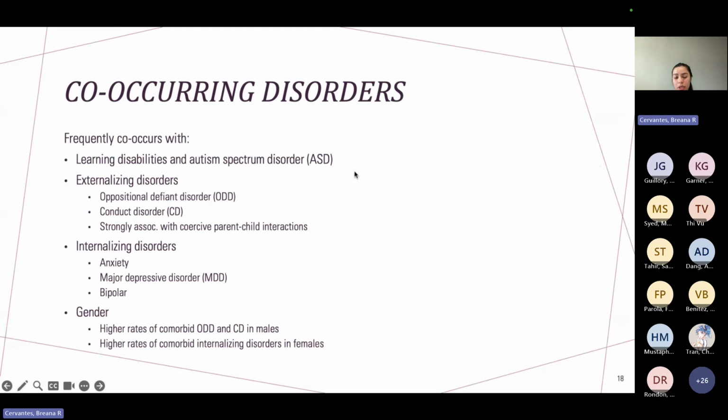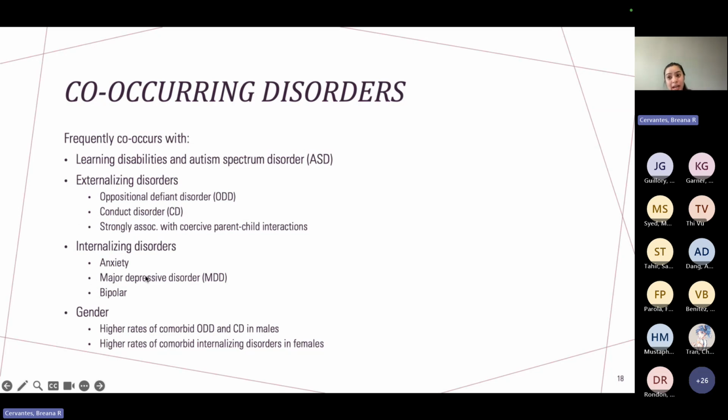Okay, some co-occurring disorders. I think this is important because this speaks to comorbidity, and that's a problem of the categorical system. But having ADHD tends to frequently co-occur with learning disabilities, so something like reading disabilities, or dysgraphia, which are writing problems. Autism tends to be highly associated with ADHD. And then, of course, externalizing disorders. ADHD we think of as more of an externalizing problem. So ODD, conduct disorder, internalizing problems.